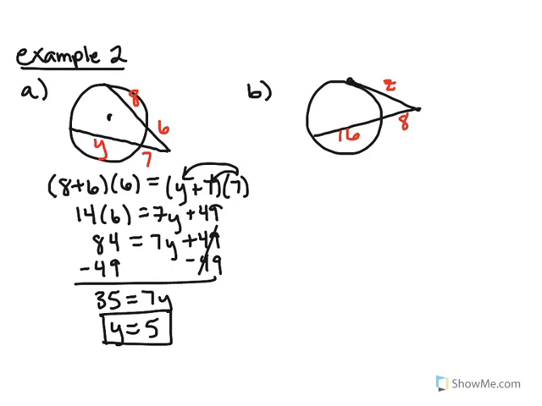So there we go. Now, on the second problem, we have a tangent line and a secant line intersecting outside of the circle. So in this case, I'm going to take the sum of the secant line segments, so that would be 16 and 8, and I'm going to multiply that sum by the value that's outside of the circle, which is 8, and that's going to be equal to the tangent line's length squared, so z squared. So 16 times 8 is 192, and we're going to multiply that by 8.